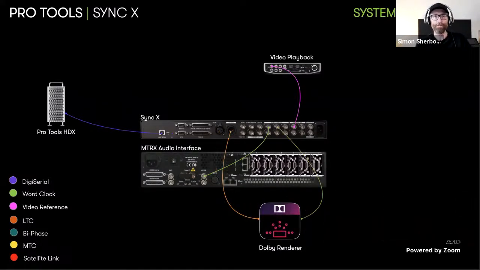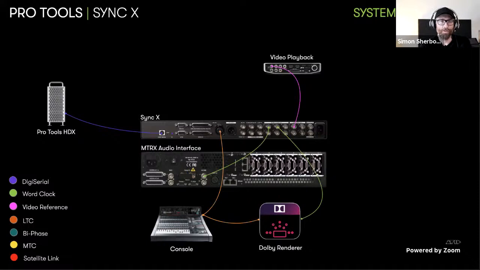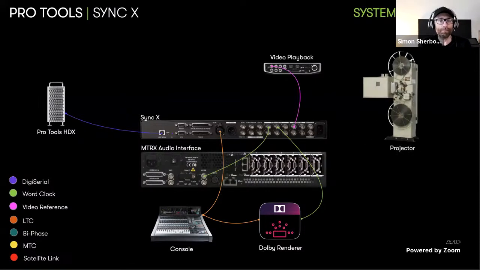Probably more common now would be a Dolby renderer being clocked from the system and sending timecode out from Pro Tools. If you've got a digital console, you probably replace that timecode from there, bring that in. Yeah, I spotted last time I looked at this slide that I'm missing a word clock connection there, but if I was being really professional, I would have added that before we did this webinar, but there you go. There's no word clock, but there should be.